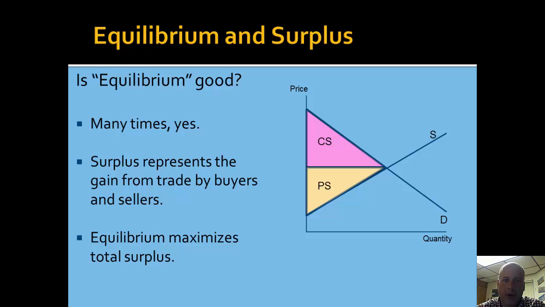If we wanted to produce more than the equilibrium quantity, we would be producing items at a higher cost than their marginal value. If we stop short of producing the equilibrium quantity, then we're not taking advantage of all of the possible gains from trade. So, in that sense, in most private, well-functioning markets, equilibrium is a good outcome in that it maximizes total surplus.